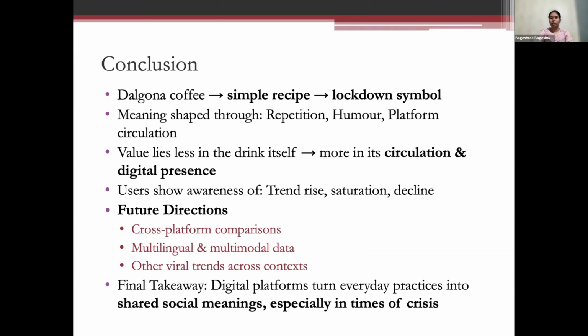Future directions. So a cross-platform comparison can be done. Also, multilingual and multimodal data can be explored in a similar manner. Other viral trends across contexts can also be studied. So the final takeaway from this study is that digital platforms turn everyday practices into shared social meanings, especially in times of crisis.